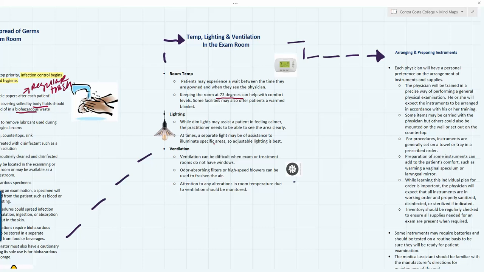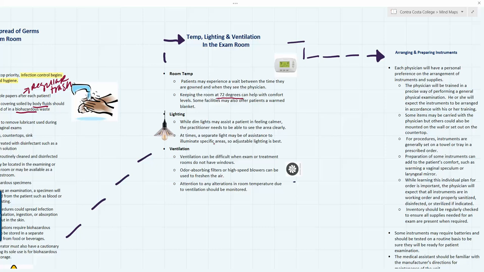And then lastly, you should know about the ventilation issues that can affect the exam room. Ventilation can be difficult when the exam or treatment rooms don't have any windows. Even the ones that do have windows, I've noticed, are very rarely open. So ventilation kind of becomes an issue for quite a number of practices. So odor absorbing filters or high speed blowers can be used to freshen up the air.